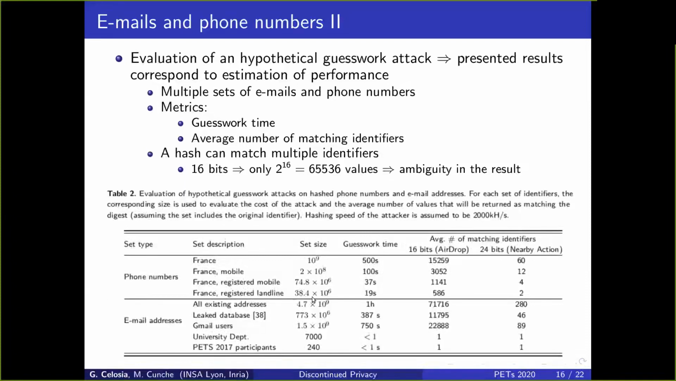Also, another observation that we can depict in this table is that in the worst case, all the existing email addresses can be tested within 1 hour. So it means that our attack is practical because the computation time is not really an issue. What we can also observe is that when the set is crowded with several thousand entries, the identifier can be recovered without ambiguity, and it's just a matter of seconds.